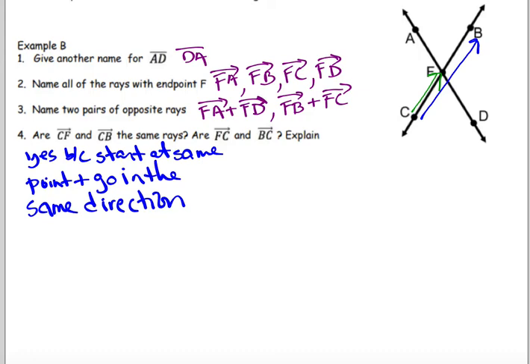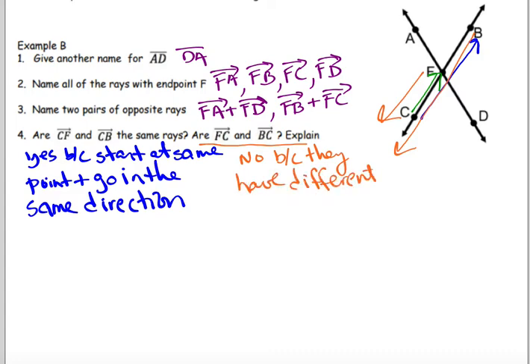As far as the second part of this question, are FC and BC the same? Well, you can tell by the name that they do not begin in the same place, so right away you know that they're not the same, but let's look in the picture anyways. So FC is like that, BC is like this. They do have some overlap, but BC began in a different location than FC, so they are not exactly the same ray. So the answer to that part is no, because they have different starting points.